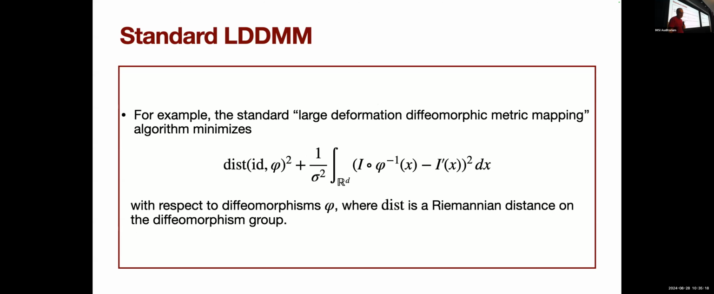Then once you have this, the standard approach is to have some kind of regularization term that I won't talk about in this talk, but if it's LDDMM, it's a Riemannian distance on a diffeomorphism group, and this term that compares images once you apply the registration to the first one.